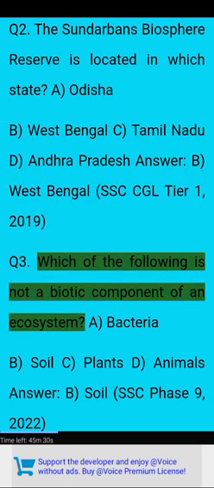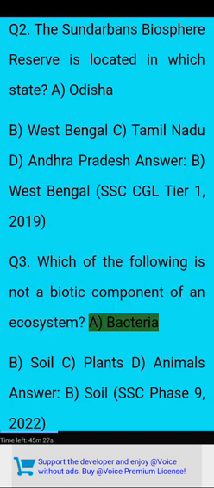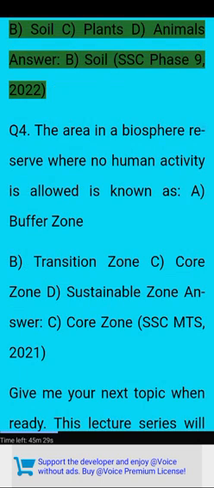Q3. Which of the following is not a biotic component of an ecosystem? A. Bacteria. B. Soil. C. Plants. D. Animals. Answer. B. Soil. SSC Phase 9 2022.